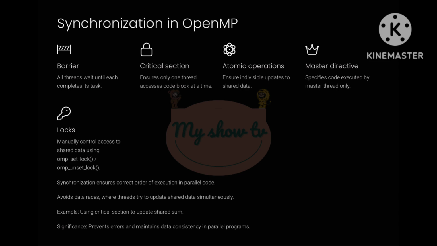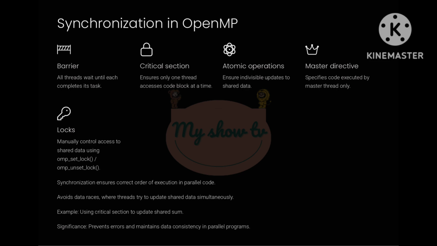Slide 5. Synchronization in OpenMP. Synchronization is necessary to manage how threads interact, especially when sharing data. Without synchronization, we risk data races, where multiple threads update the same data simultaneously, causing incorrect results. Some key synchronization tools. Barrier ensures all threads reach a point before moving forward. Example: all threads must finish computing their part of a sum before moving to the next step.